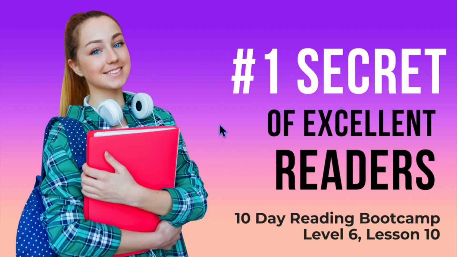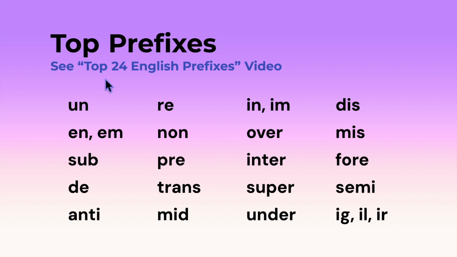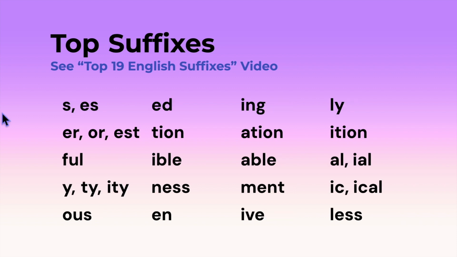Today, you're going to learn what's probably the number 1 secret of excellent readers. Before we begin, let's make sure that you're familiar with the top 24 English prefixes. If you're not familiar with most of these, please see my top 24 English prefixes video. Let's go through them quickly. Un, re, in, im, dis, non, over, mis, sub, pre, inter, for, de, trans, super, semi or semi, anti or anti, mid, under, ig, il, and ir. Here are the most important suffixes to be able to recognize.